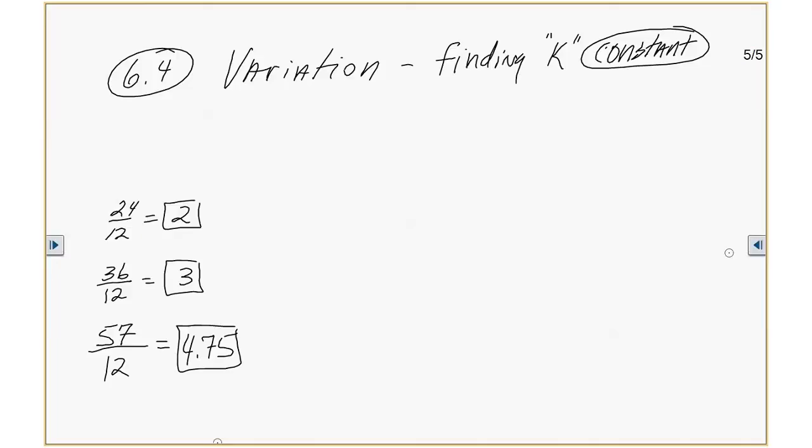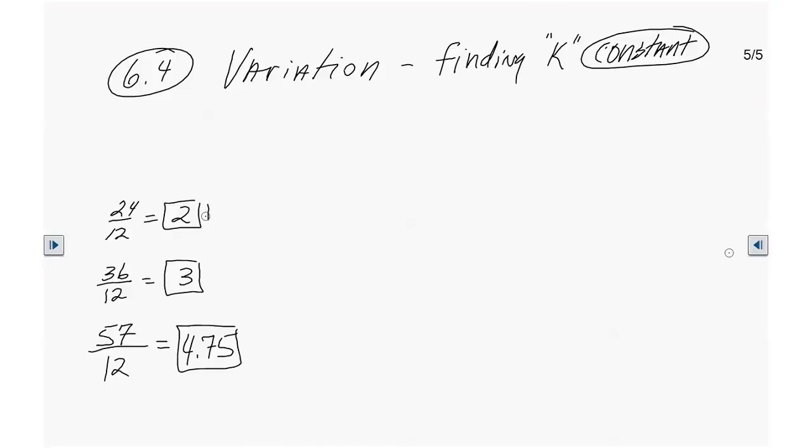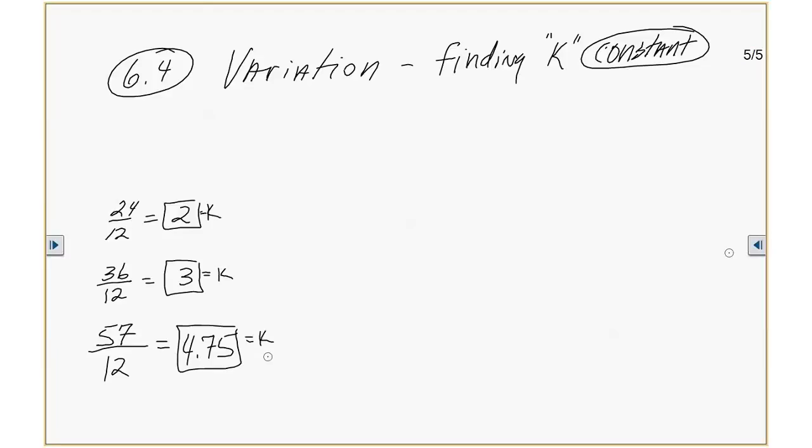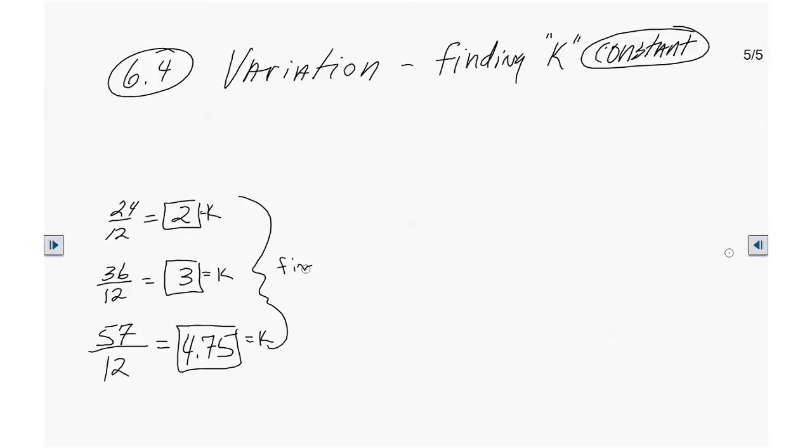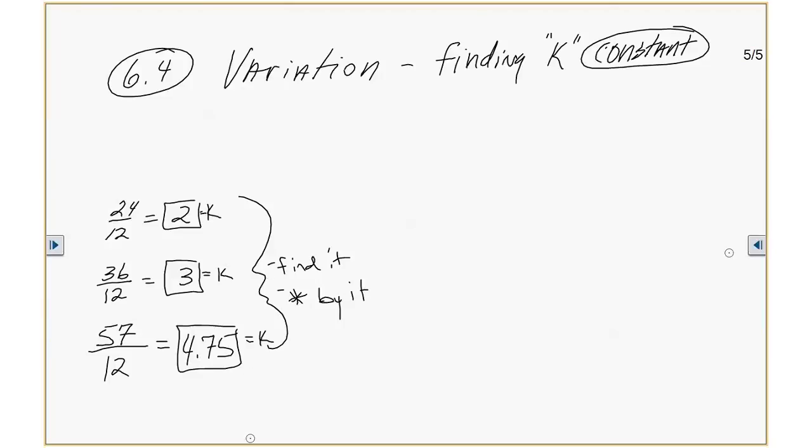That's what you're doing. This is K. What is K? A number that you what? You find it, and then you what? Multiply by it. Remember that. You find it, and then you multiply by it. Remember that. You find it, and you multiply by it. And that's the whole purpose of this section.